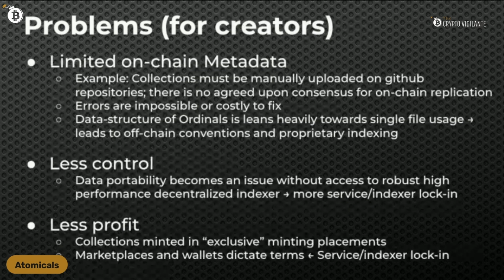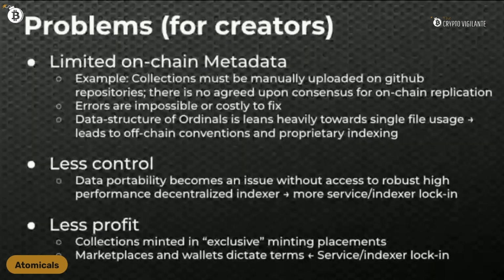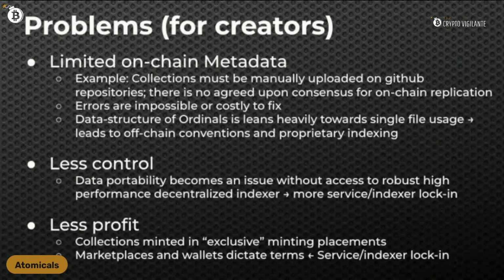Okay. So there's also limited on-chain metadata. For example, collections must be manually uploaded on GitHub, and they must be updated across dozens of marketplaces, and you hope that there was no error in the process. It's very expensive to fix errors. And the structure of ordinals leans very heavily to single file usage, which means there are off-chain conventions and proprietary indexing conventions by different marketplaces.